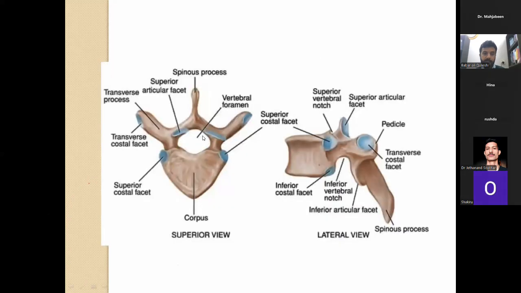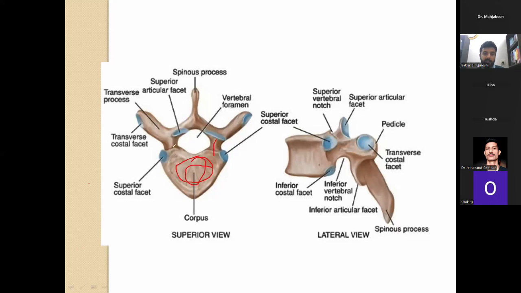Coming to the vertebral body, this is the normal structure of the vertebral body. We'll start from the anterior-most part, that is the vertebral body, looking at the axial or transverse section of the vertebral body.